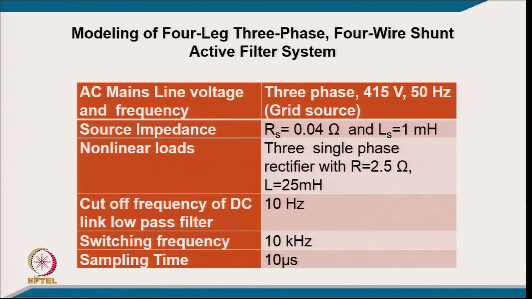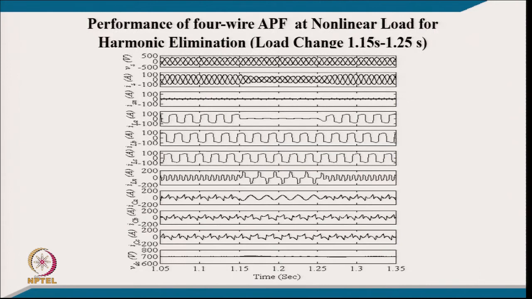This is another case, of course, the 4-wire system, modeling of a 4-leg 3-phase 4-wire shunt active filter. So we have again supply data of 415 volt 50 hertz and source impedance 0.04 and 1 millihenry as the source inductance, and we are taking again 3 single phase rectifiers because it is a 3-phase 4-wire system with a resistance of 2.5 ohm and L equal to 25 millihenry, and for the DC link voltage again the cutoff frequency is kept at 10 hertz, the switching frequency of 10 kilohertz and 10 microsecond is the sampling time, and these are typically the performance at 3-phase 4-wire nonlinear load.